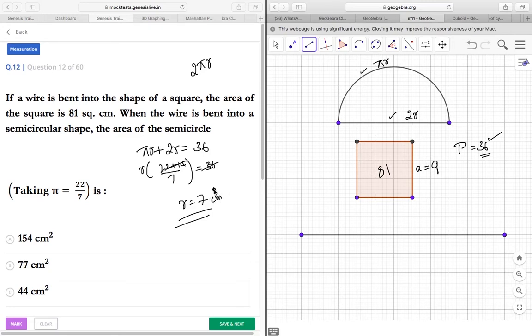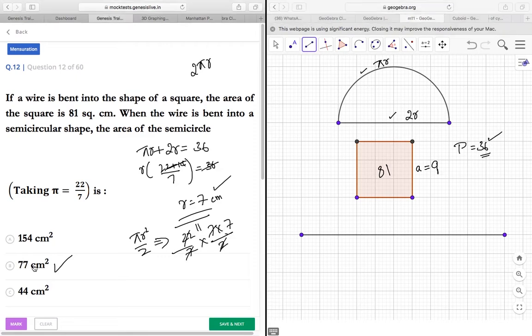If you know r is 7 centimeter, what is the area of the semicircle? Pi r square by 2. So you have 22 by 7 into 7 into 7, that is r square, divided by 2. 11 sevens are 77 centimeters square. Hope this is clear. Great. Let's move on to the next one now.